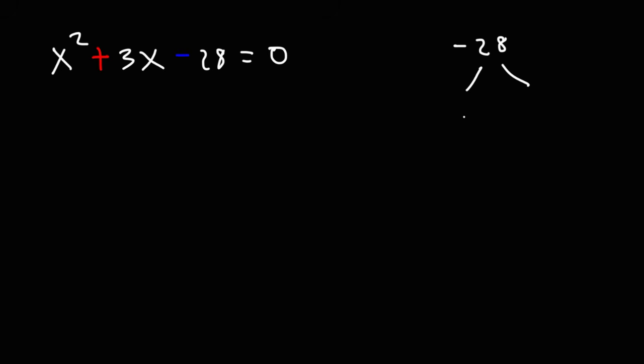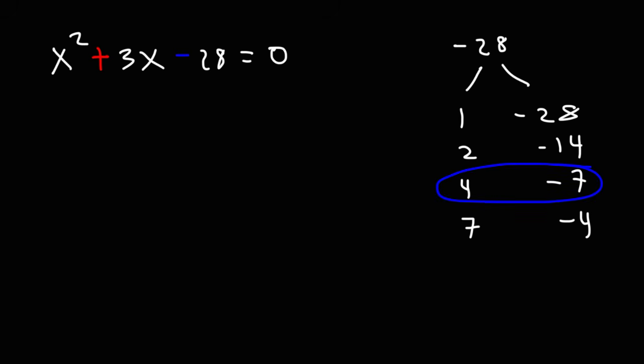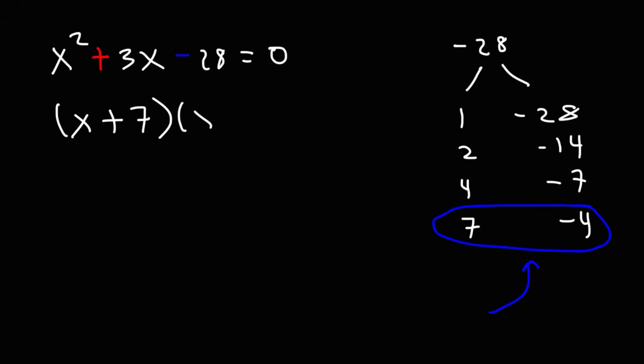So if we divide 28 by 1, we're going to get negative 28. If we divide it by 2, we'll get negative 14. 3 doesn't go into 28, but we can divide it by 4 and get negative 7. And then if we divide it by 7, we'll get negative 4, and we'll stop there. Now notice that 4 plus negative 7 adds up to negative 3. However, positive 7 plus negative 4 adds up to positive 3. And this is what we want to use. So when factoring it, it's going to be x plus 7 times x minus 4.